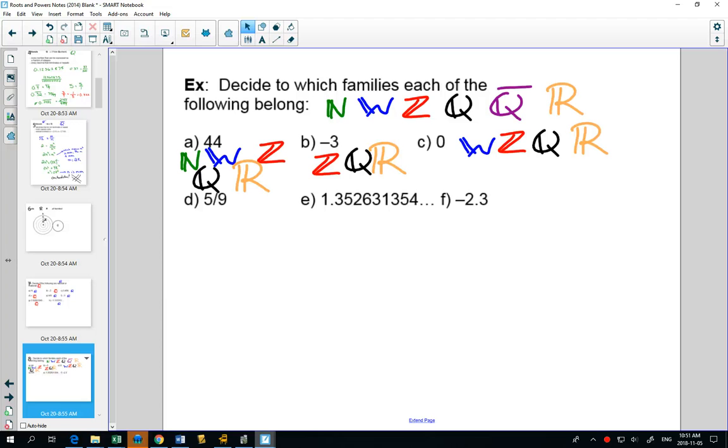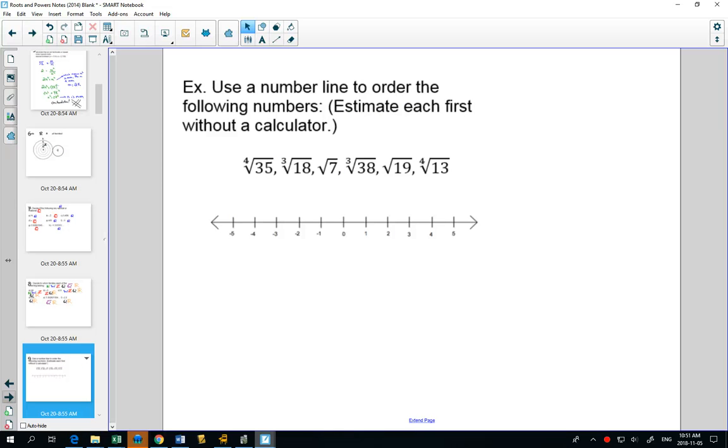5/9. Not a natural number, not a whole number, not an integer, but it is a fraction. And finally, this decimal doesn't repeat itself, so it's irrational, but still a real number. And -2.3, it's not an integer, but it is a terminating decimal. I'm going to leave you the next question to do on your own, and you have some homework there.